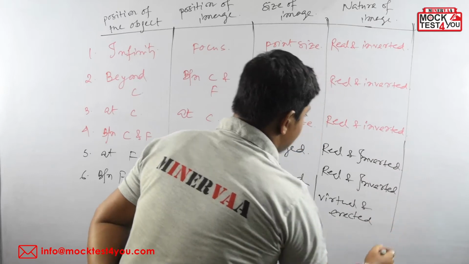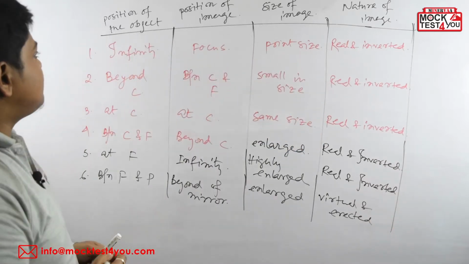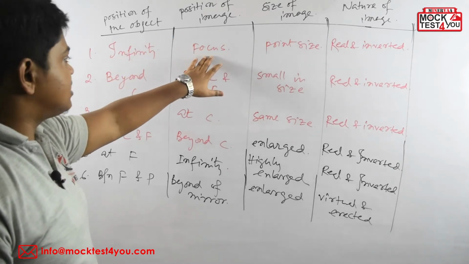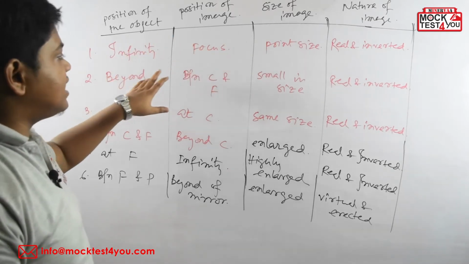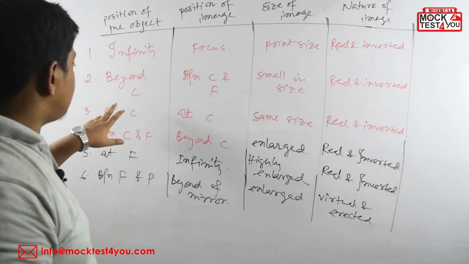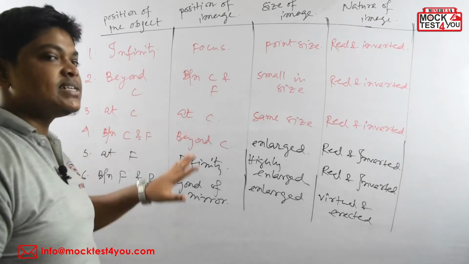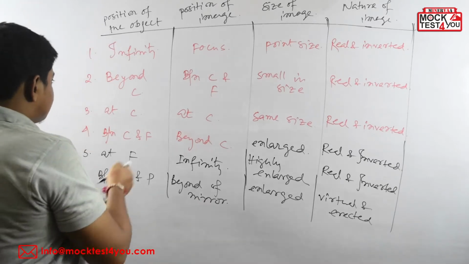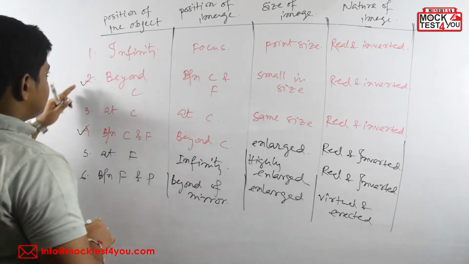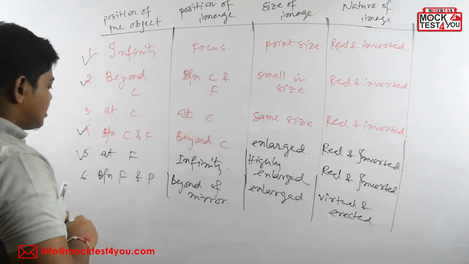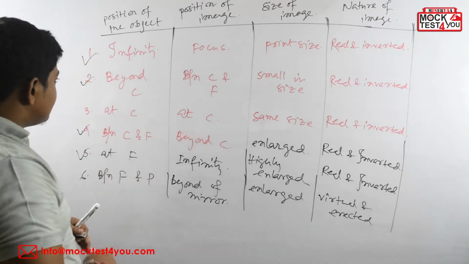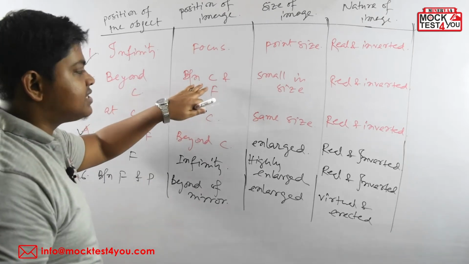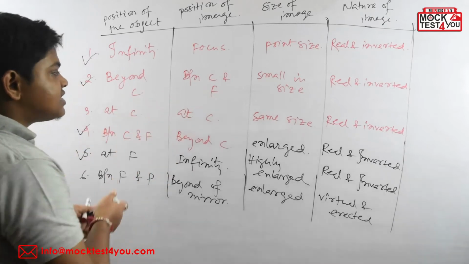So in this way we have covered all of the topics. That means if you are placing that object at infinity, you will get the image at focus. If you are placing at C, you will get the image at C. If you are placing at the center of curvature, you are getting the same size of image at the center of curvature. And now these two things are just reverse. You can see these two things are also reverse. That means if you are placing an object at the center of curvature, you are getting an image between the center of curvature and focus, and the reverse is also true.